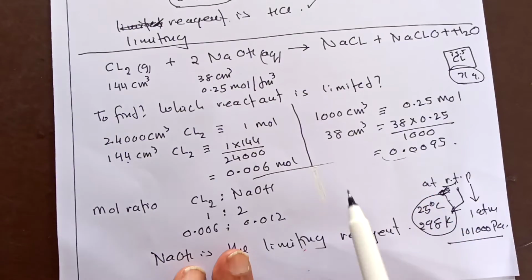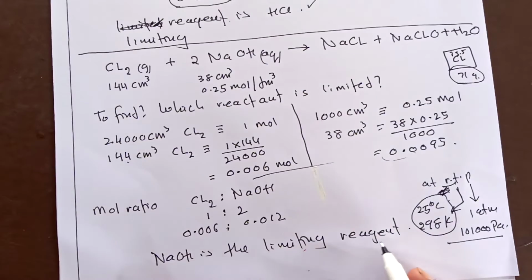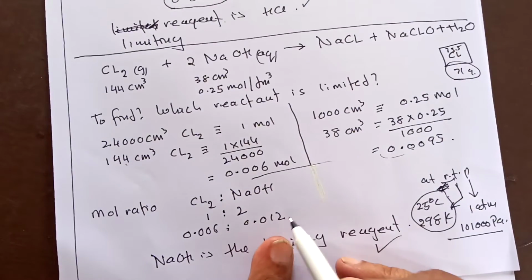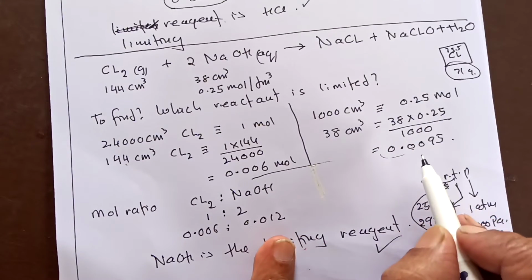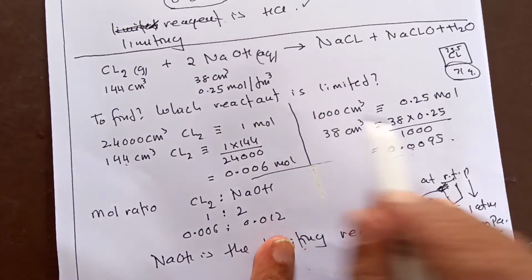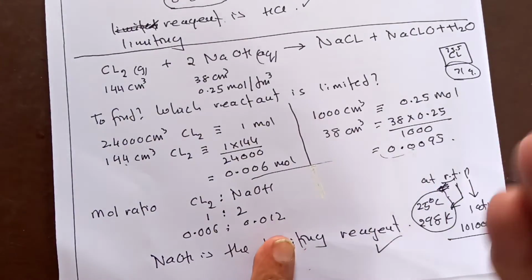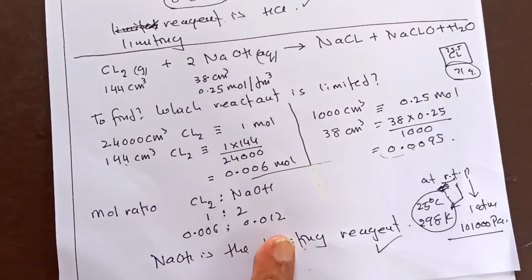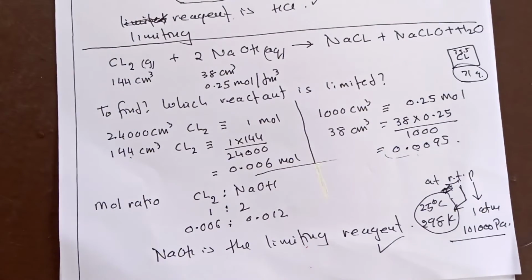So do you understand this? NaOH is the limiting reagent because we need 0.012. Do we have 0.012? No. We don't have 0.012 NaOH. We have 0.0095. We need more NaOH. Therefore, NaOH is our limiting reagent. Okay? So this is one question.